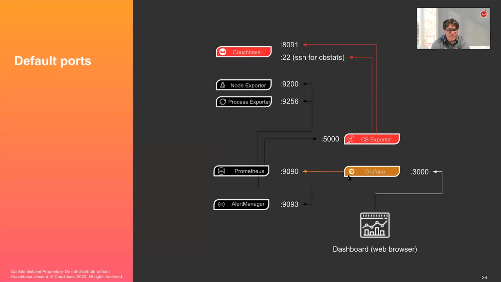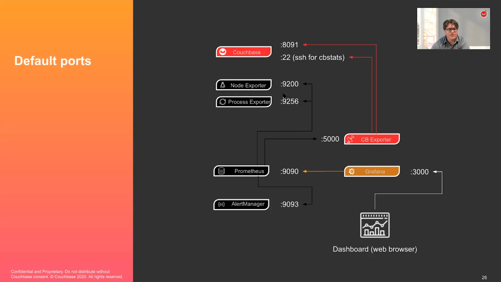And so here we go, looking at the configuration for all the different ports that need to be set up. Couchbase is going to be running on port 8091, like it always is. You need port 22 for SSH for Cbstats from the exporter. The node exporter is running on port 9200 and the process exporter on 9256.